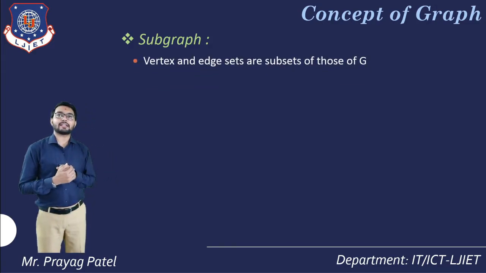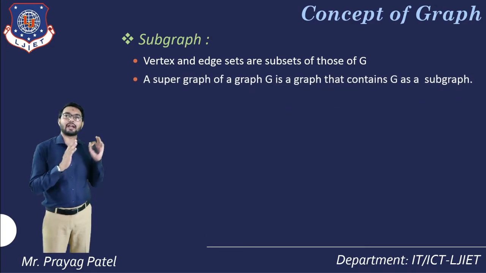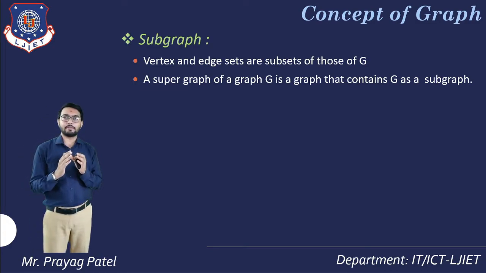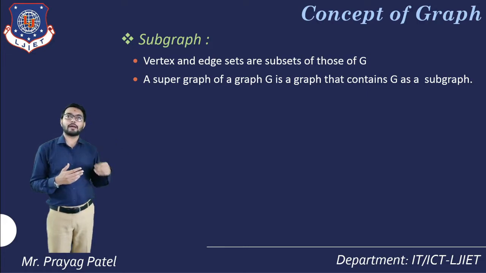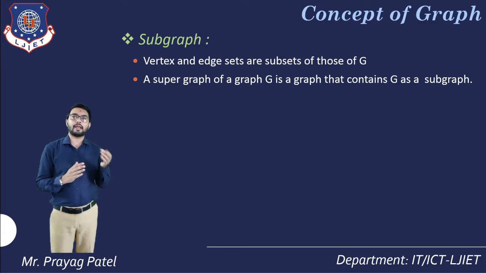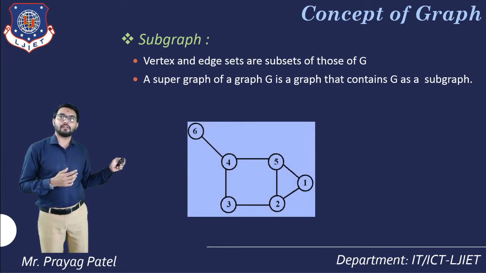Now consider the next definition, the subgraph. If the vertex and edge sets are subsets of a given graph G, it is called a subgraph. For example, given graph G equal to (V, E), the subgraph is G dash equal to (V dash, E dash). Here V dash is a subset of V and E dash is a subset of E, and this is called the subgraph.